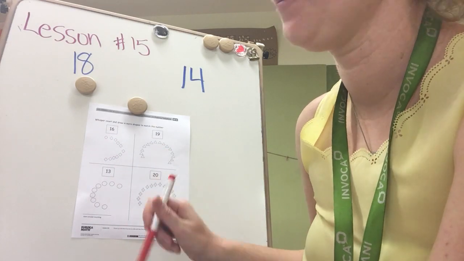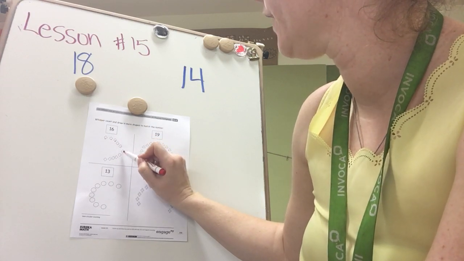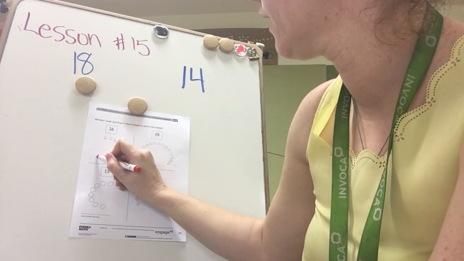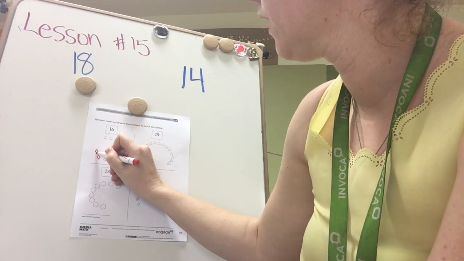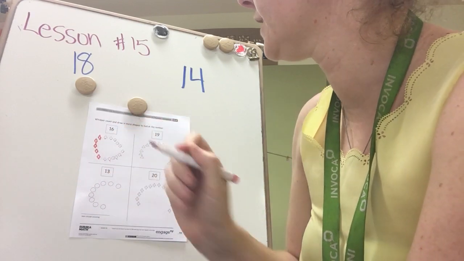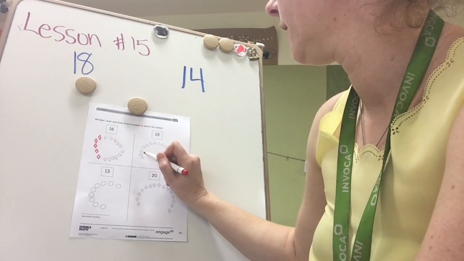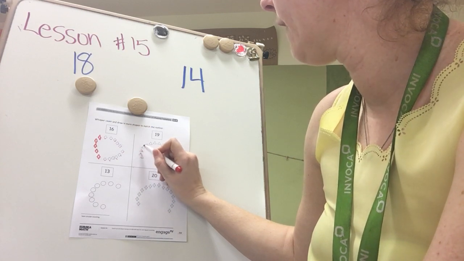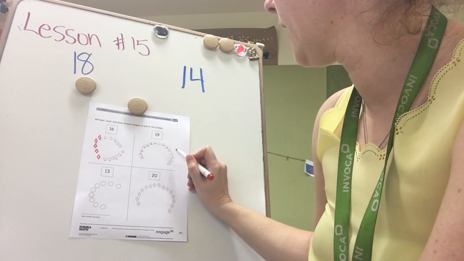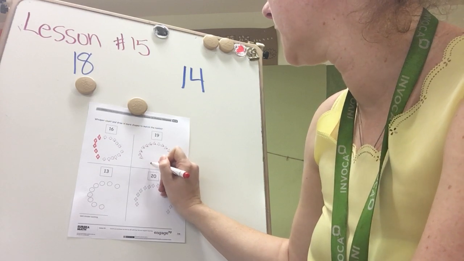So 16. 1, 2, 3, 4, 5, 6, 7, 8, 9, 10, 11, 12, 13, 14, 15, 16. Awesome. Now let's do the next one. 19. 1, 2, 3, 4, 5, 6, 7, 8, 9, 10, 11, 12, 13, 14, 15, 16, 17, 18.